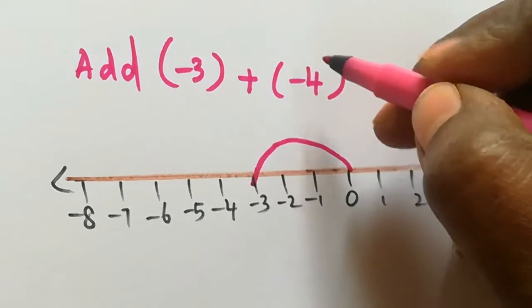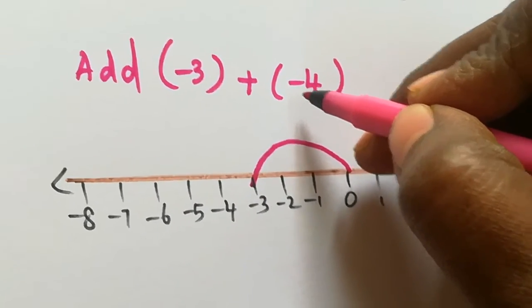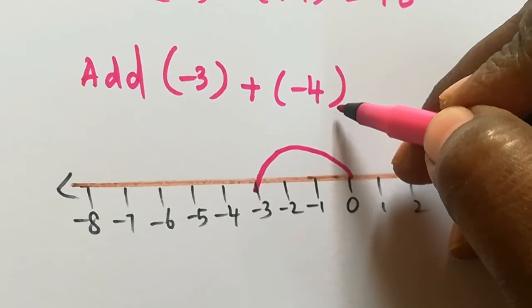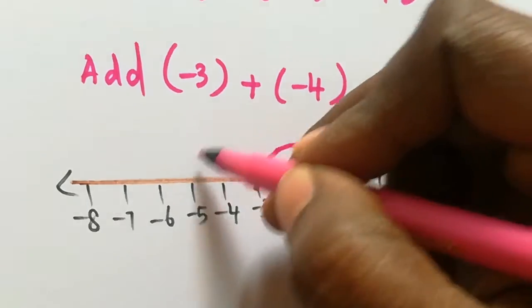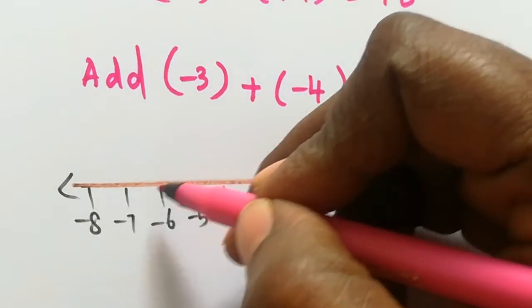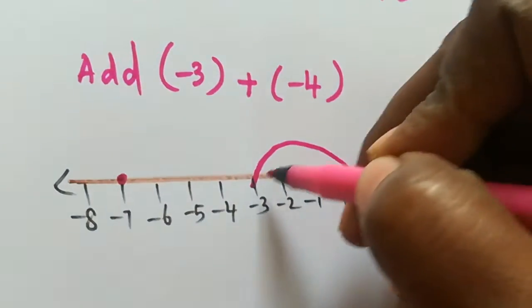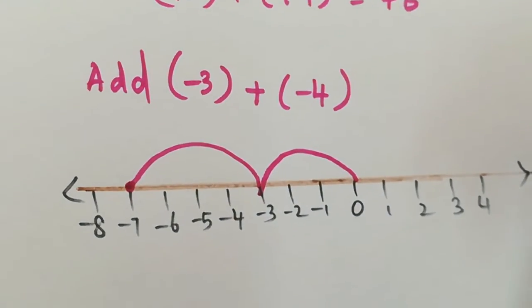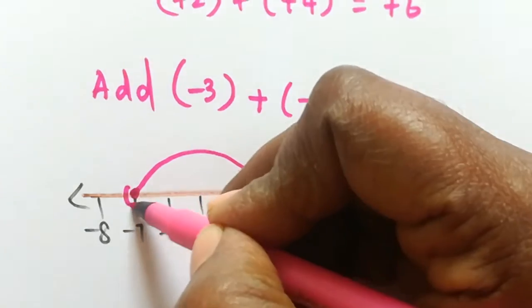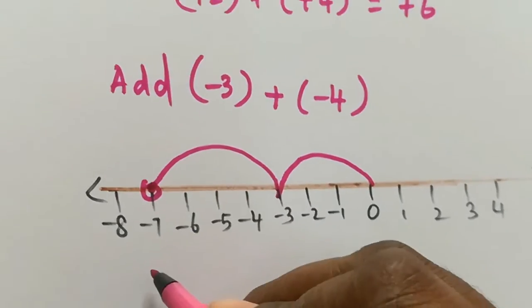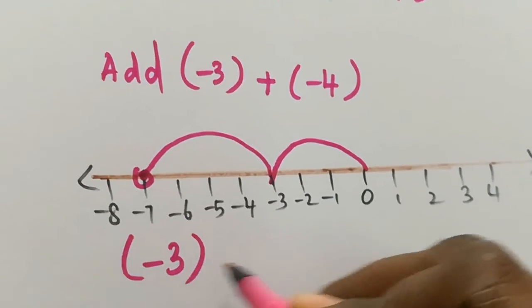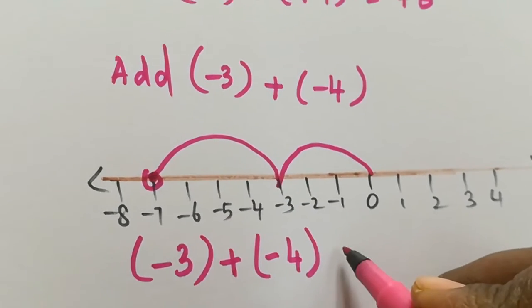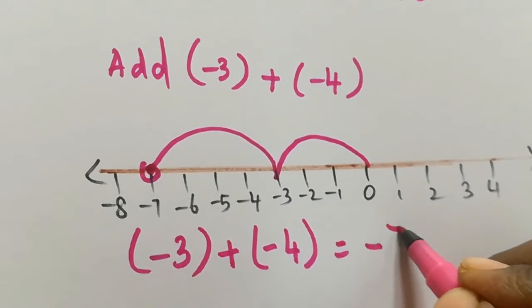After that we have to move 4 steps because it is minus 4. We have to add minus 4, isn't it? So we have to move 4 steps. 1, 2, 3, 4. So we have to come to minus 7. So what's the answer? Minus 7 is the answer. So minus 3 plus minus 4, we get minus 7.